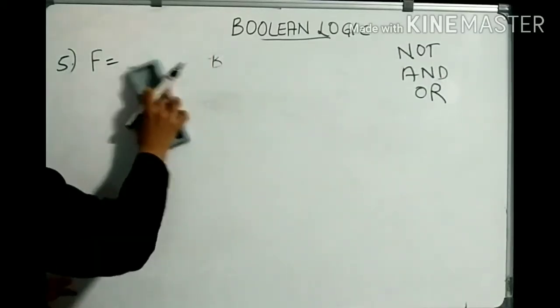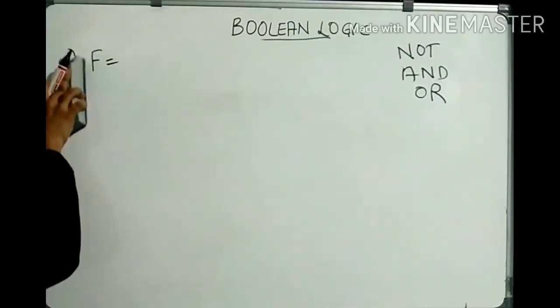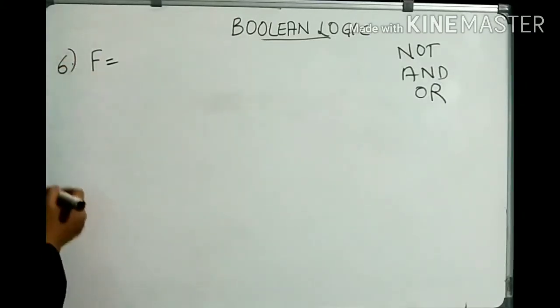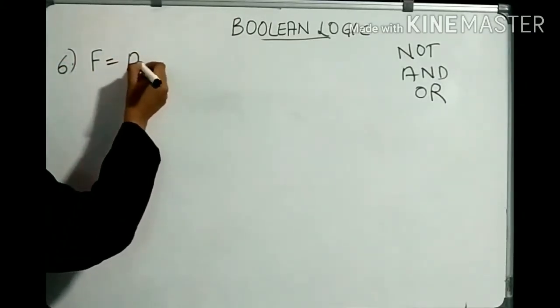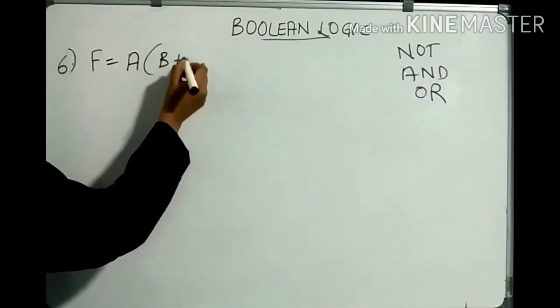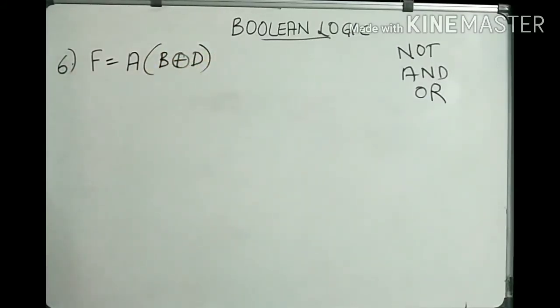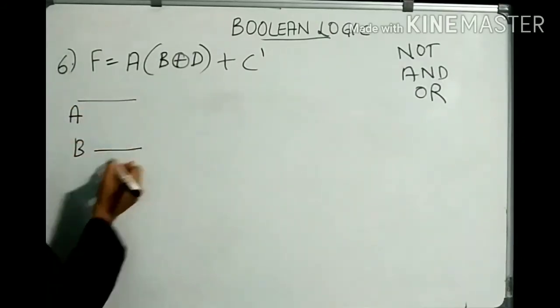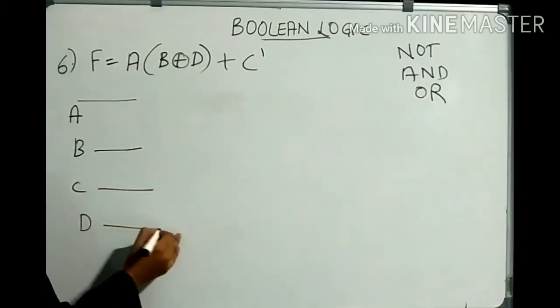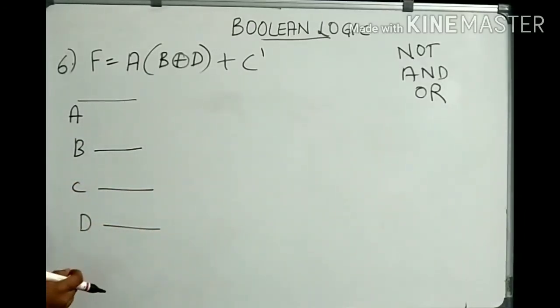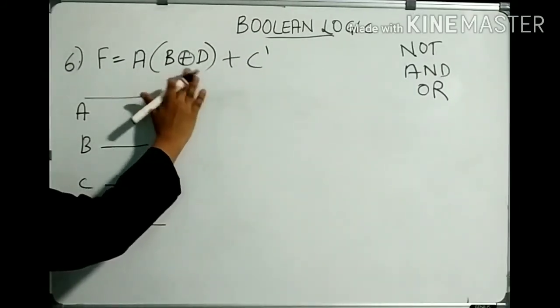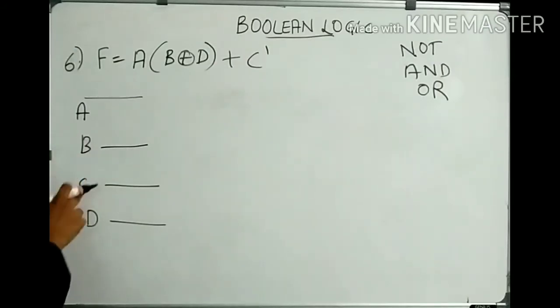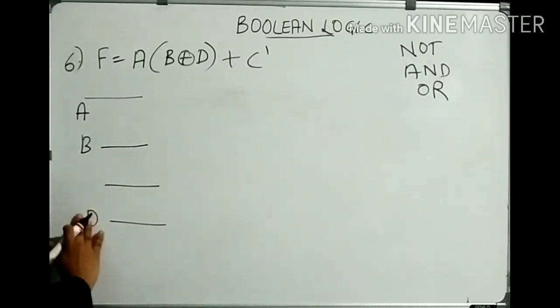Last one. This is also an example for the XOR gate. A bracket B XOR D close bracket and plus C dash. So here we can see that there are 4 Boolean variables. So let us draw like this: A, B, C and D. Now let us see if there is a bracket, because we have to do the bracket first. We have to perform this thing first. But we can see here that B and D are apart from each other. So let us draw them together.